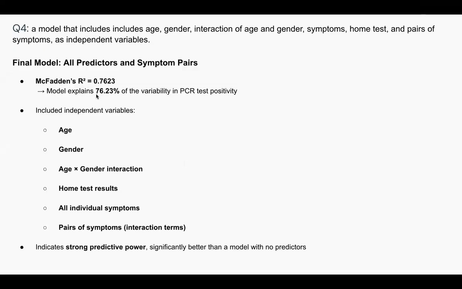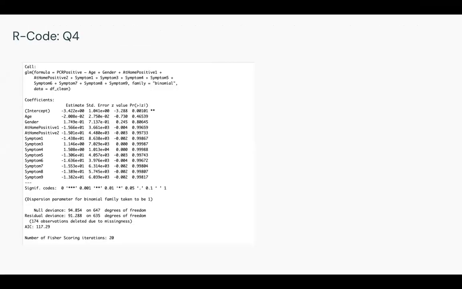So I was able to get the highest percent of 76.23% of the variability in this test right here. Okay. This is my regression model.